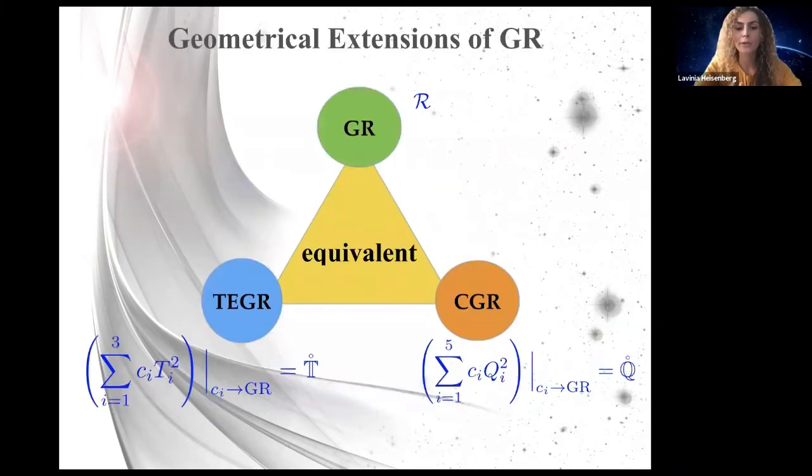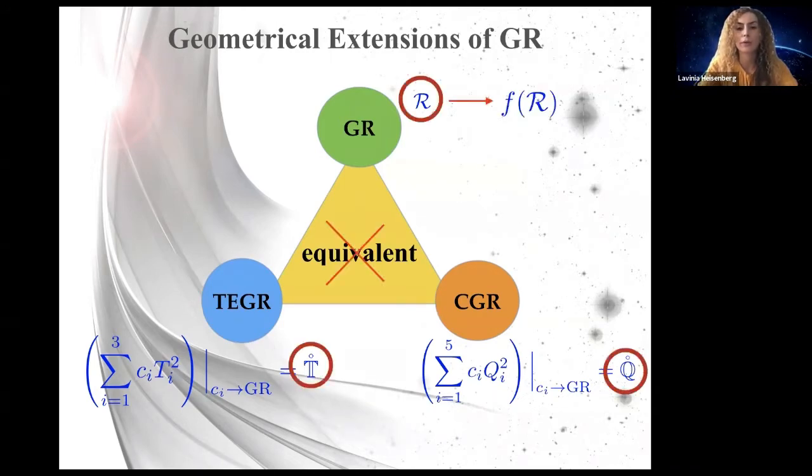All right. So now I would like to discuss some geometrical extensions of general relativity. And one arises very immediately, one possible extension. This is when you start from this equivalent formulation and you promote them to general functions. People have considered them, right?